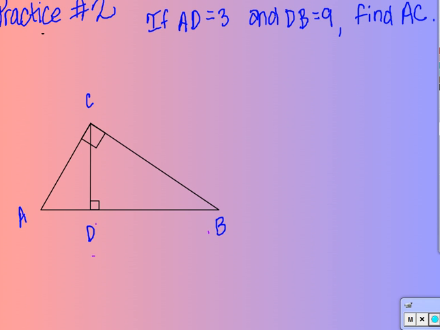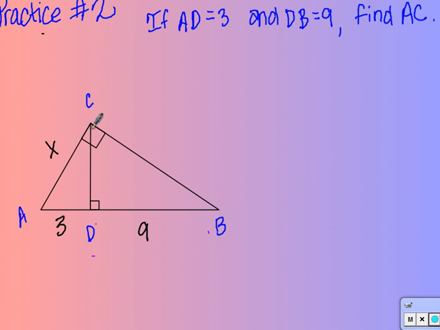If you want to go ahead and try it on your own, go ahead and press pause and try it. If you want to watch me do it, you can watch, because there's another practice one after this. All right, so AD is 3 and DB is 9, and we're looking for AC, given our information up here.